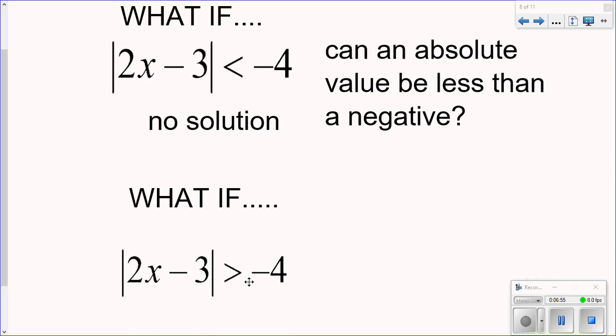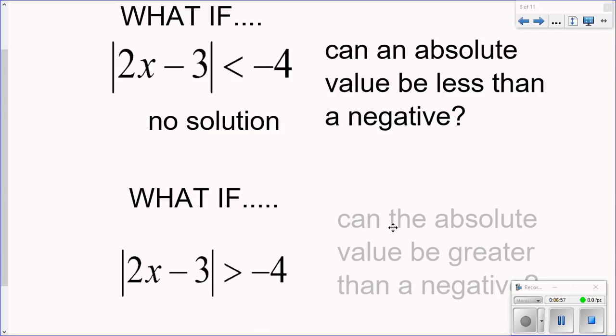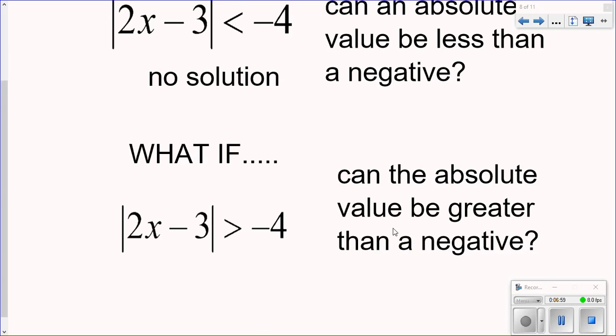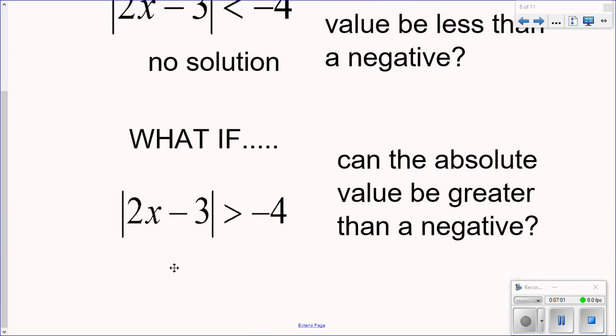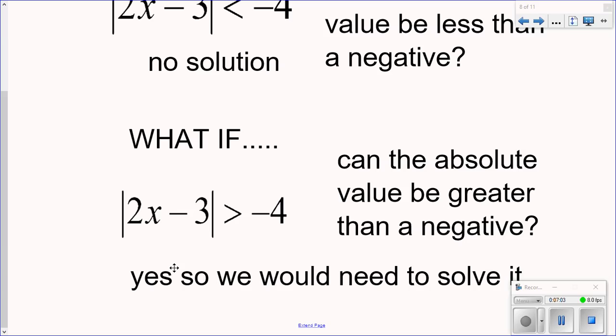What if it's greater than a negative number? Well, can an absolute value be greater than a negative number? Yeah. So that one's the one we need to solve. Yes, it could equal negative 2 or whatever, but it probably won't, because that doesn't make sense. Even though it's still a negative number there, it's talking about stuff bigger than negative 4. So we have a lot of numbers that are bigger than negative 4 that can work for this.